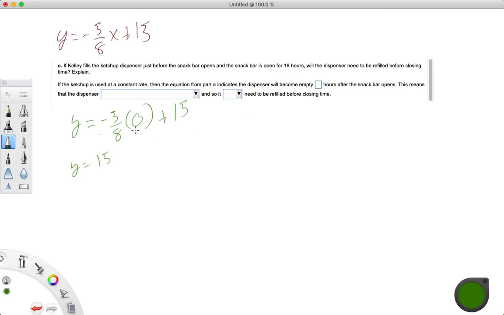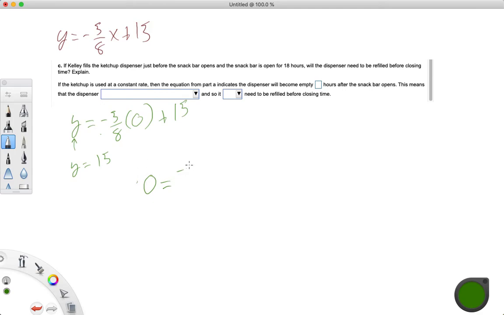So we can plug in 18 for the time, and if we get a negative number, then they burned a hole in the counter and they're using wood chips for their ketchup. So we could do it that way, or we could just find out when it is going to be empty. And remember, this y tells us how much ketchup is in there, right? And so if there's no ketchup in there, then it's empty. So why don't we solve for when y is 0?